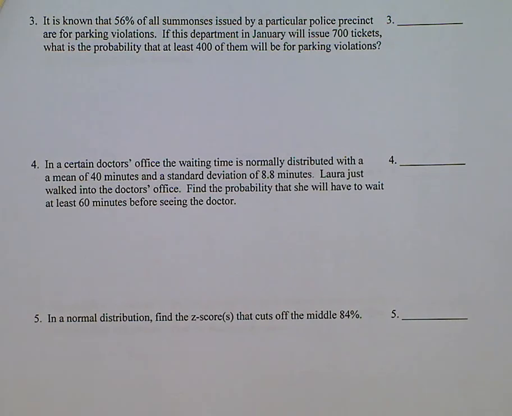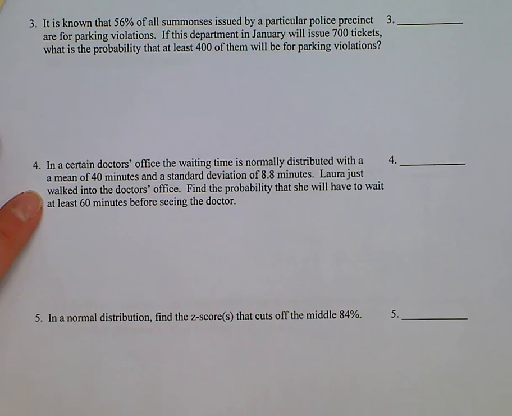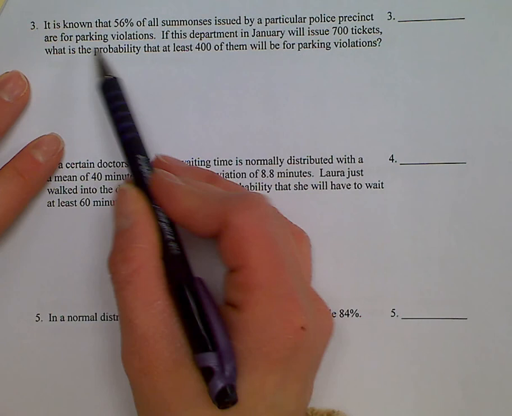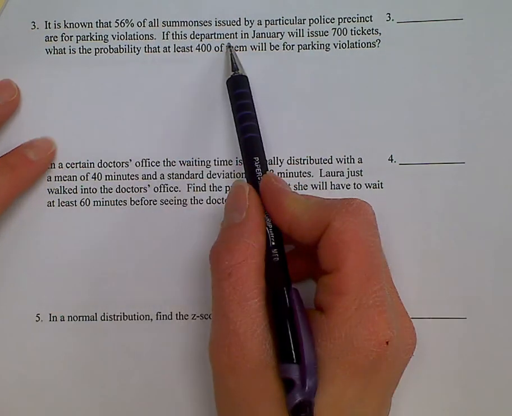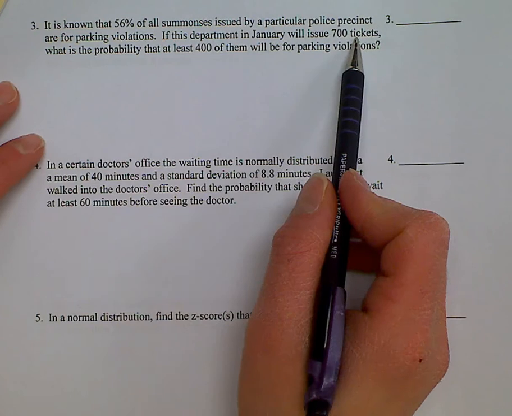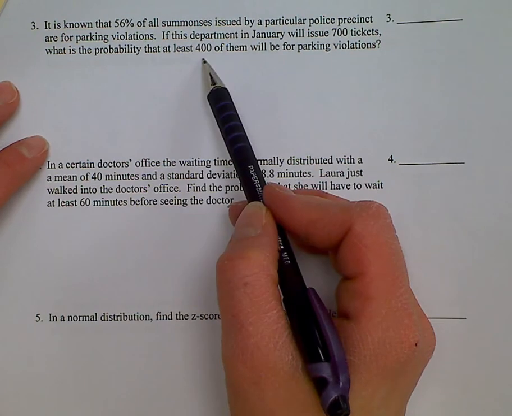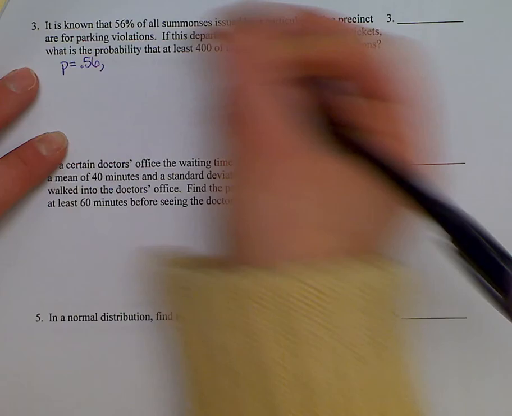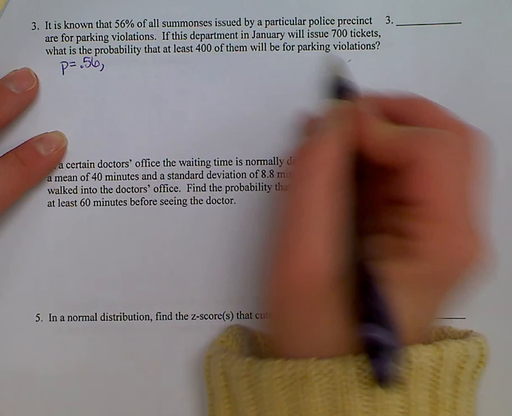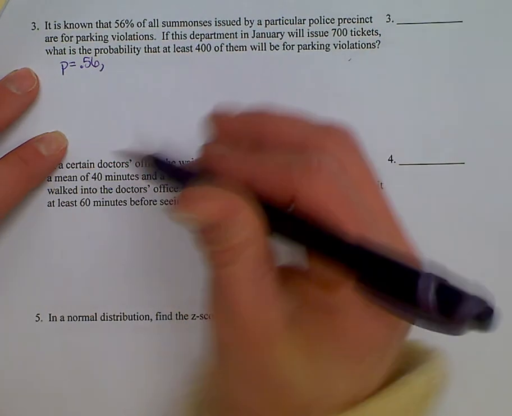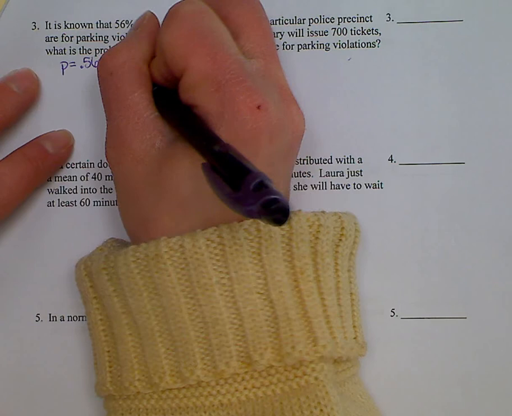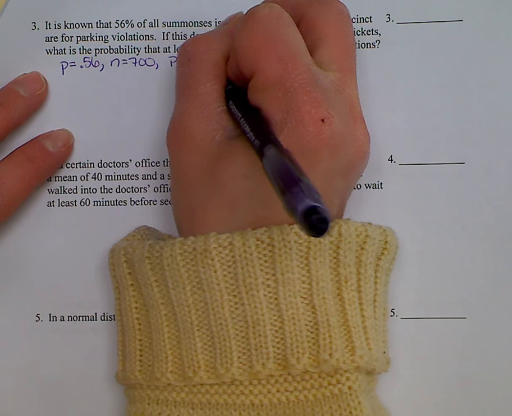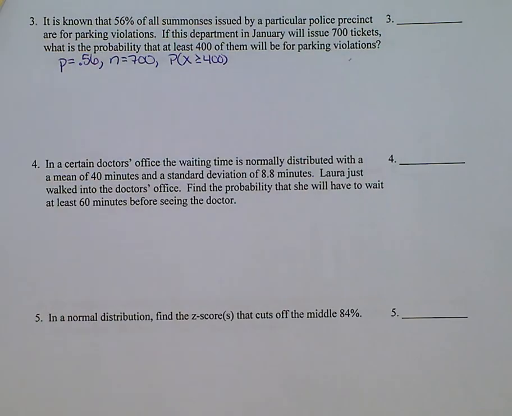Number 3 on the Unit 3 review says, it is known that 56% of all summonses issued by a particular precinct are for parking violations. If this department in January issues 700 tickets, what is the probability that at least 400 of them will be for parking violations? So P, our probability of success here, meaning they get a ticket for parking violations, is 56%. We have a sample of 700 tickets, and we are looking for the probability that at least, so greater than or equal to 400 of them are for parking violations.